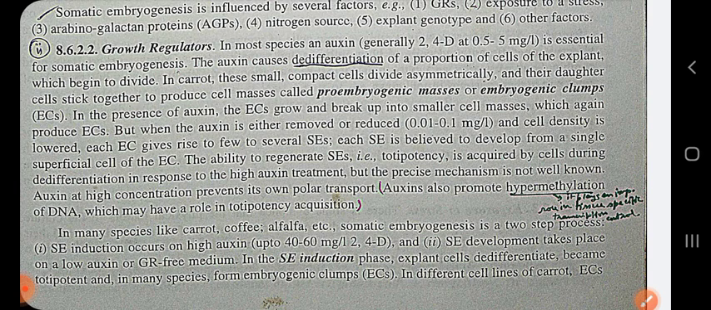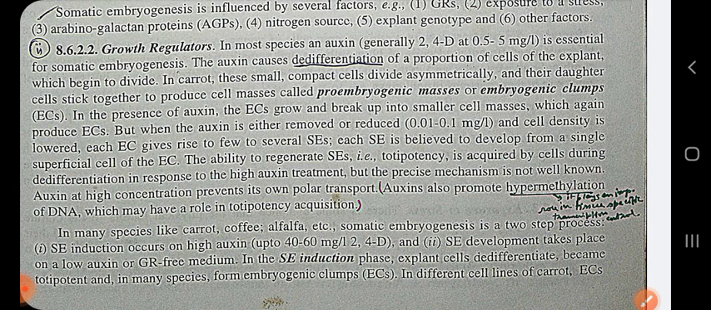So the ability to regenerate somatic embryos, the totipotency characteristic, is acquired by the cell during de-differentiation in response to high auxin content. That's why we are adding auxin, so that the cells get their ability and carry out their de-differentiation process, where they can differentiate by mitosis in this condition.